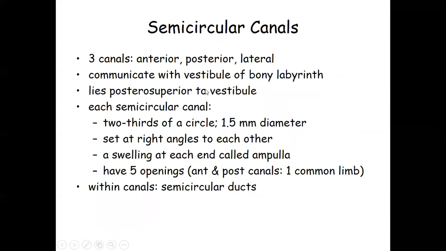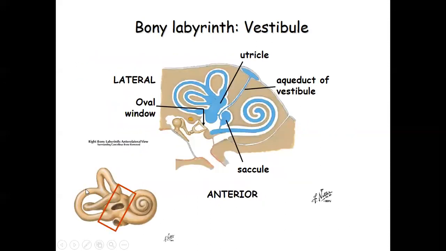If we refer to the vestibule, the semicircular canal is located posterior superior to the vestibule. Each semicircular canal is a two-third circle. So you can see here, it's not a complete circle, it's a two-third circle.